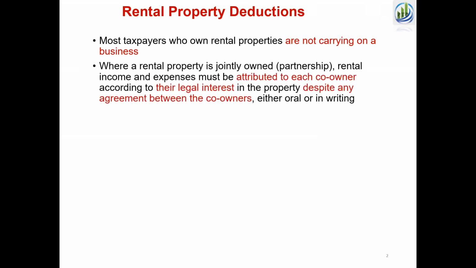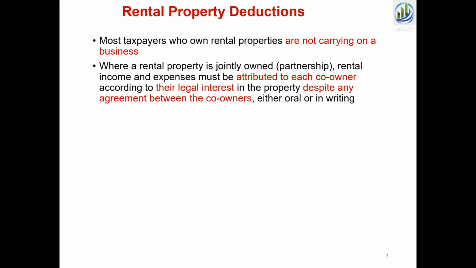If you have a single owner, the total loss, gain or negative gearing will affect your individual income tax. However, most of our taxpayers jointly own the property. Jointly owning the property means they may be husband and wife, or brothers and sisters. In that case, their profit or loss from the rental income will be shared based on their legal interest in the property.